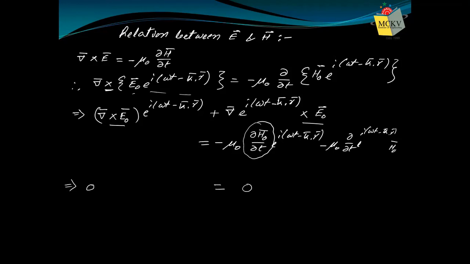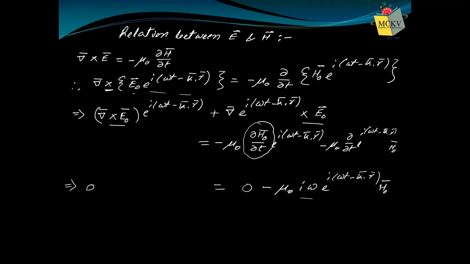Fourth one, minus mu naught del by del t of this. What is del by del t of this? It will give you i omega e to the power i omega t minus k dot r, H naught. Isn't it? If you differentiate it, what will come out? i omega comes out and the rest is the same.